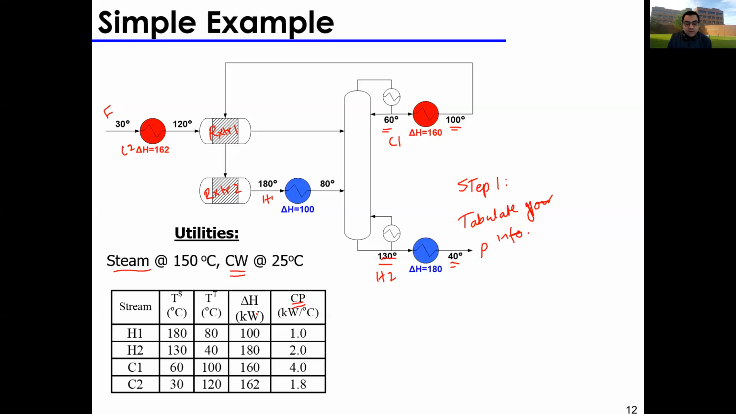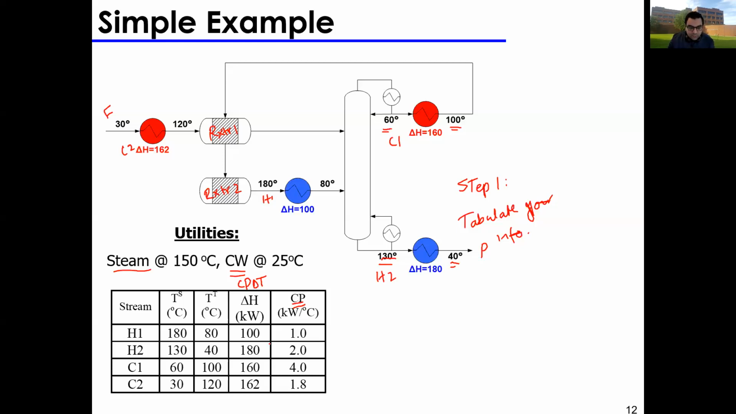And then immediately calculate the enthalpy required for each stream, right? This delta H is CP delta T, and you'll see it's going to make sense. 180 minus 80 multiplied by 1 is 100. 130 minus 40 is 90, multiplied by 2 is 180. 100 minus 60 is 40, multiplied by 4 is 160. 120 minus 30 is what? 90, multiplied by 1.8 is 162, right? Because 90 plus 72 is 162. Good. So this is step one. I give you a diagram, I give you a table.